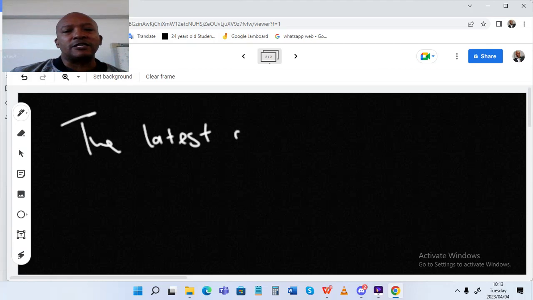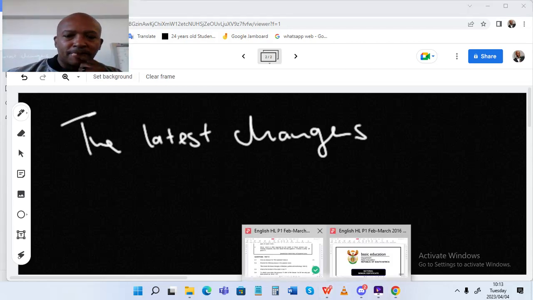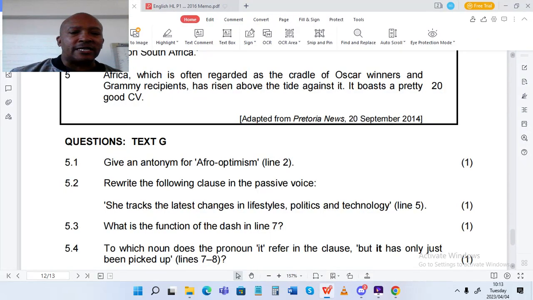The latest changes. They're saying she tracks the latest changes. Let's look at this. The boy is the doer. Look at the sentence here. She is the doer, tracks is the verb. Can you see the verb? The boy kicks the ball. The latest changes. That's how simple that sentence actually is.